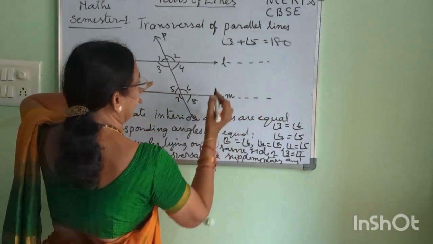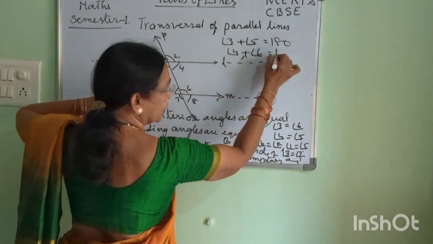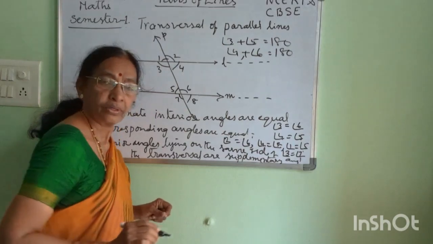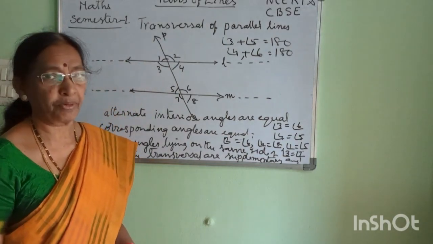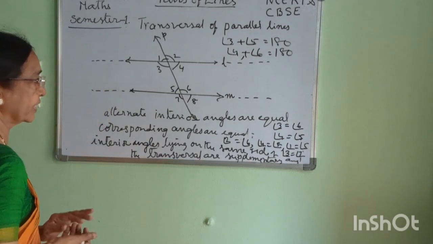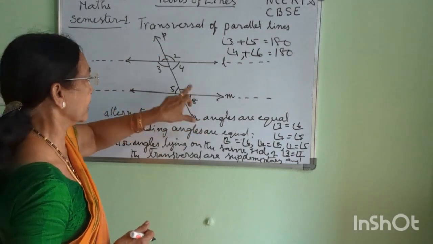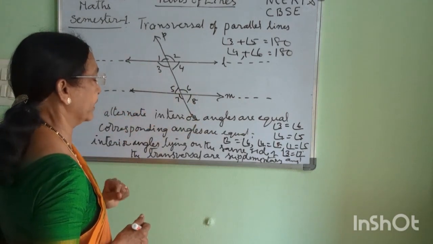Similarly, on the other side, angle 4 plus angle 6 is supplementary. 4 and 6 are supplementary angles. Therefore, the sum of those two angles is equal to 180 degrees. Similarly, 2 and 8 are supplementary angles. 1 and 7 are supplementary angles.